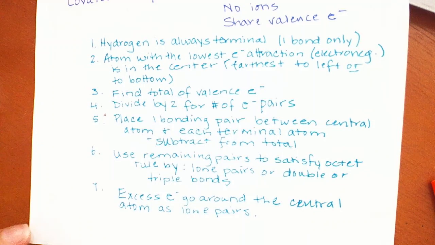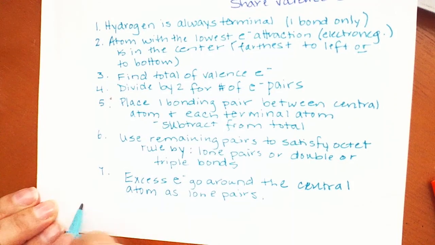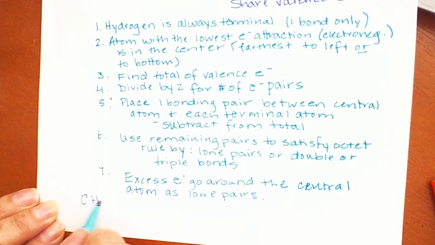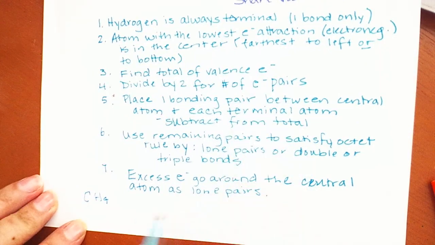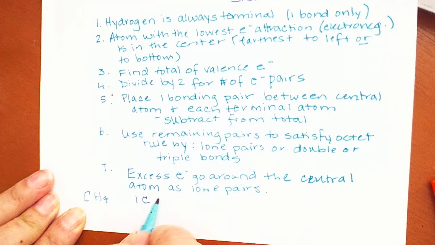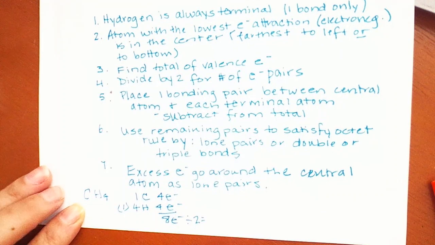All right, so let's look at an example. Let's look at something simple like methane. So that's CH4. First I'm going to add up all my electrons. I have 1 carbon, which has 4 valence electrons, and I have 4 hydrogens, which each have 1. So that's 4 electrons, 1 each. So that's a total of 8 electrons. I divide by 2, that's 4 pairs.